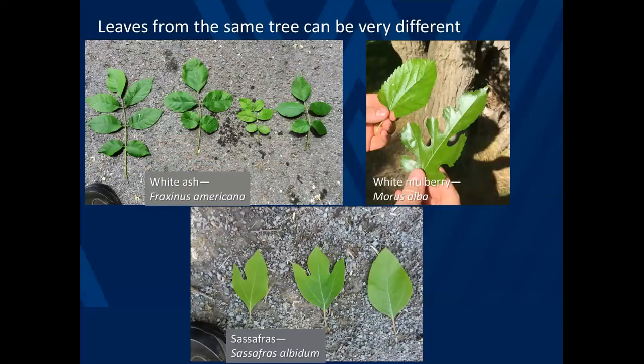So that's how you tell the difference between a leaf and a leaflet. As I mentioned earlier, leaves are good attributes to help with ID, but they're not always definitive. And here are some examples of that.